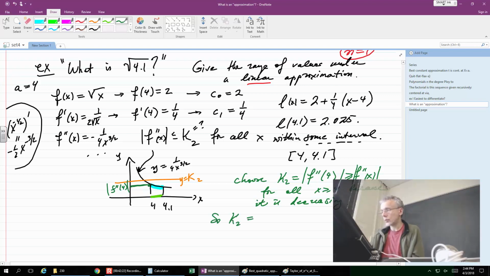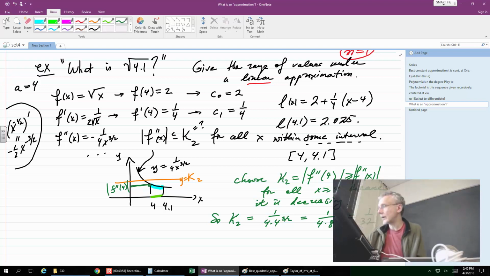So what is k2 then? It is equal to 1 over 4 times 4 to the 3 halves. So 1 over 4, what's 4 to the 3 halves? 8. So 1 over 32. So that is our estimate. That is the k2 that we're looking for.